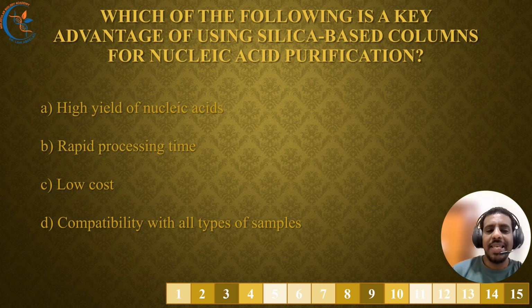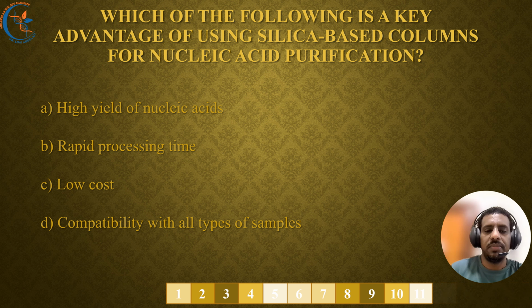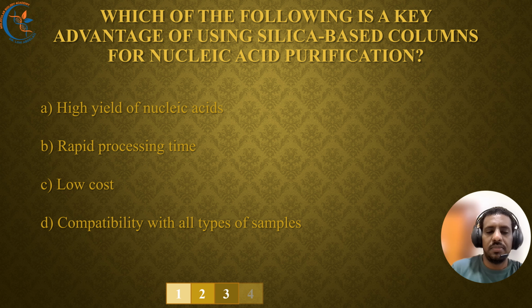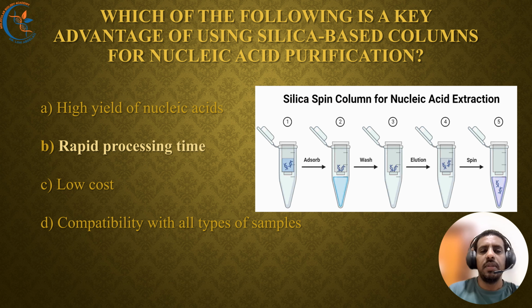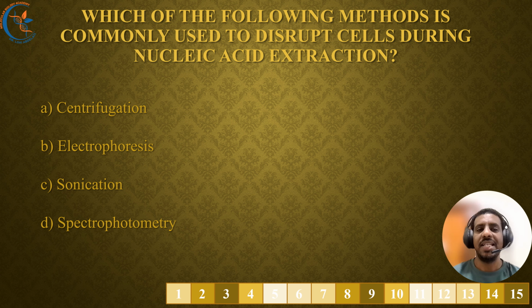Which of the following is a key advantage of using silica-based columns for nucleic acid purification? All right, the correct answer is rapid processing time. As we know, silica-based columns allow for rapid and efficient purification of nucleic acids, making them a popular choice in many protocols. All right, the next question here.